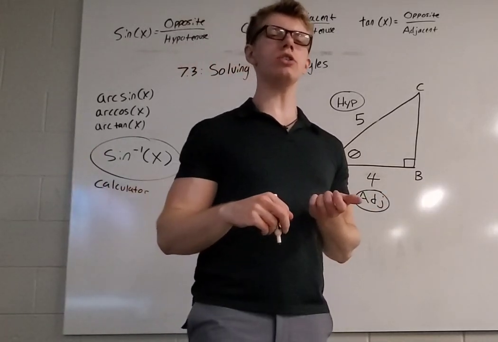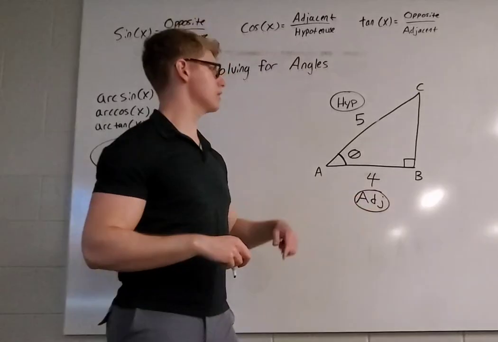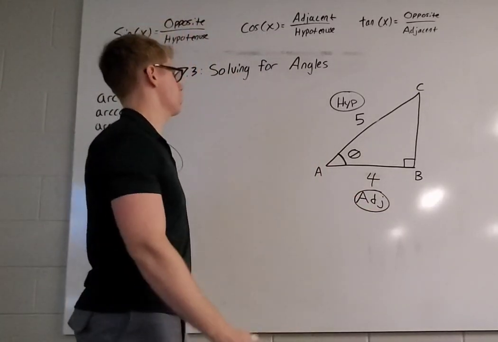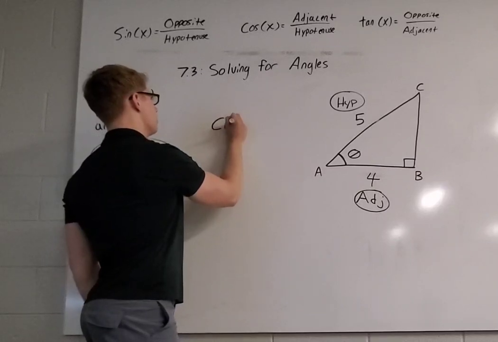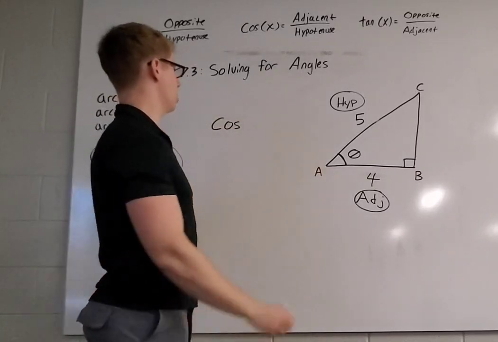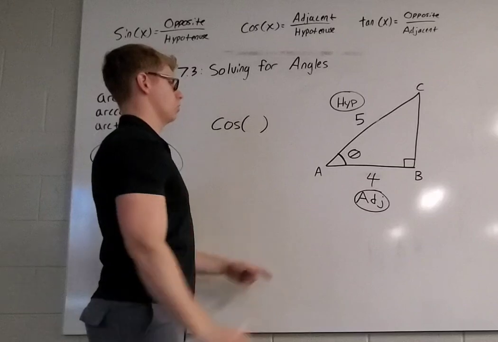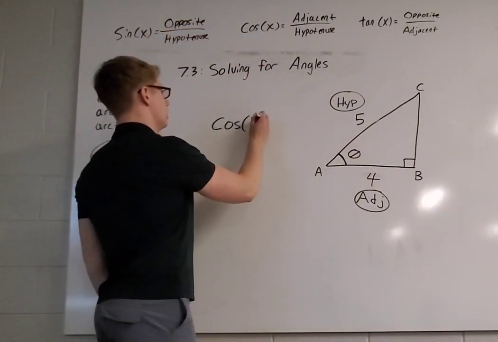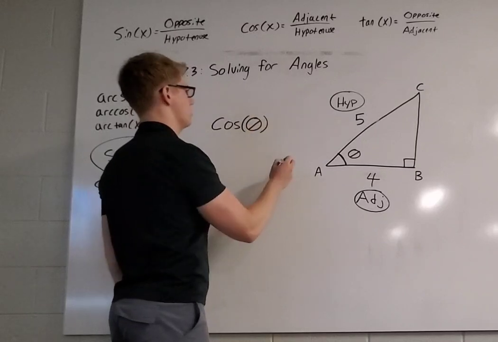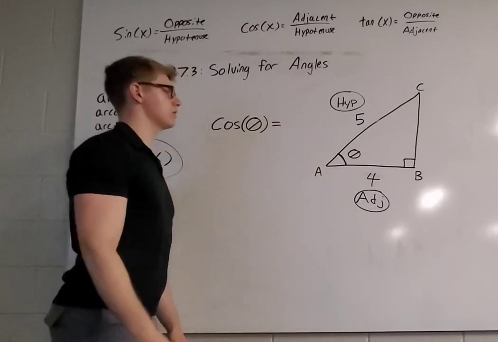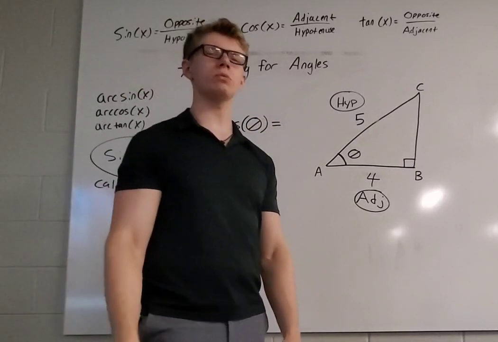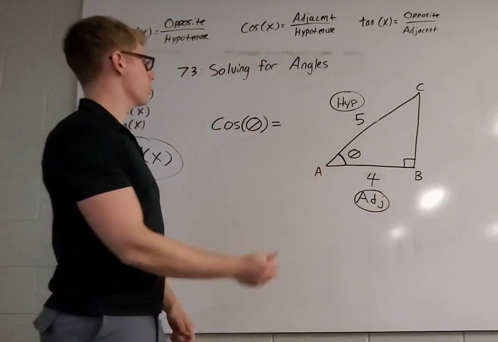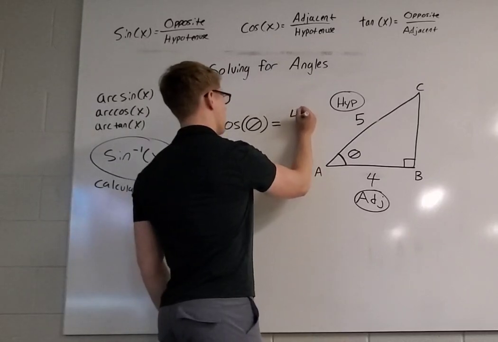So we need to pick a ratio that involves both the adjacent and the hypotenuse. And there's only one of those, it is our cosine. So instead of putting a number in our parentheses here, we don't have a number. This time we have a variable. So we're just going to put that variable inside of our parentheses. Now our ratio is adjacent over hypotenuse. It's very similar to the first lesson that we did where we were just setting up the ratios. This time it's going to be 4 over 5.